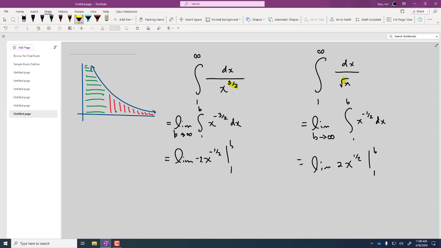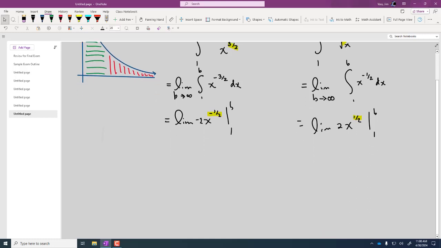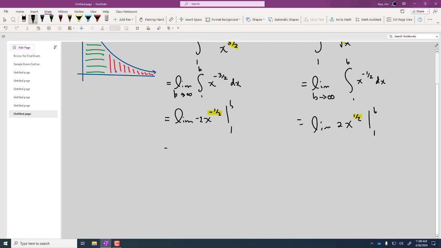And down here is where we notice it. This is going to put an x in the bottom. This x is in the numerator. So as b goes to infinity, this is going to be an infinite value versus this one, which is going to be a 0 value. So here we have the limit. Let's factor out the -2. Limit of 1 over the square root of b minus 1 over the square root of 1.